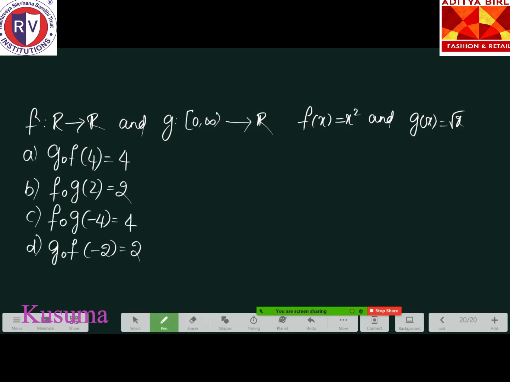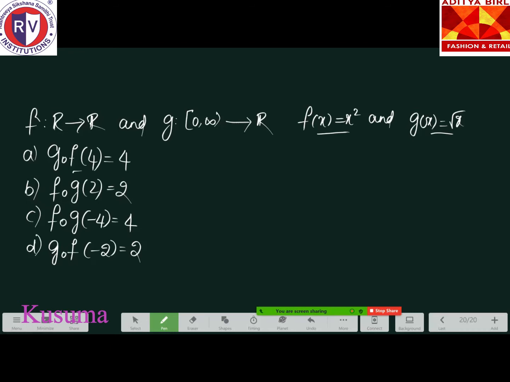Okay, we have to check which of the following statements is not true, where the function definitions are given as follows. F of x is a function which makes the square of x, whereas G of x is a function which takes the root of x. Okay, let us see one by one.